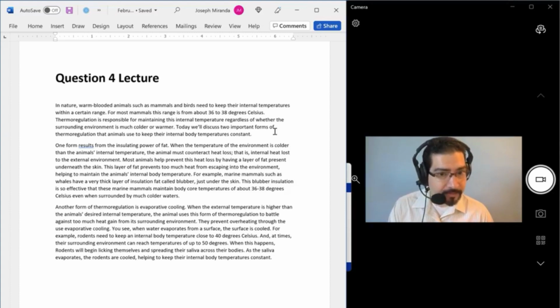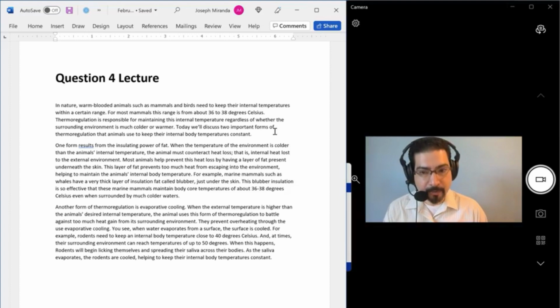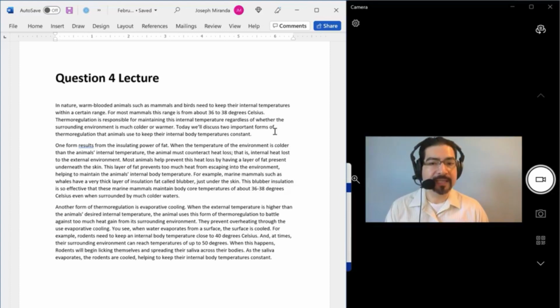For example, marine mammals, such as whales, have a very thick layer of insulation fat called blubber, just under the skin. This blubber insulation is so effective that these marine mammals maintain body core temperatures of about 36 to 38 degrees Celsius, even when surrounded by much colder waters.